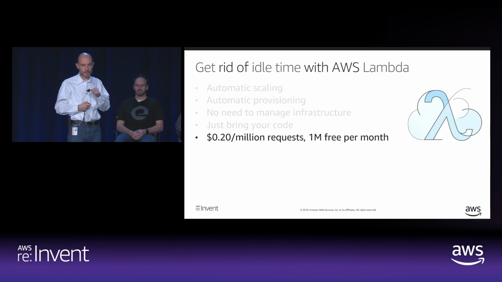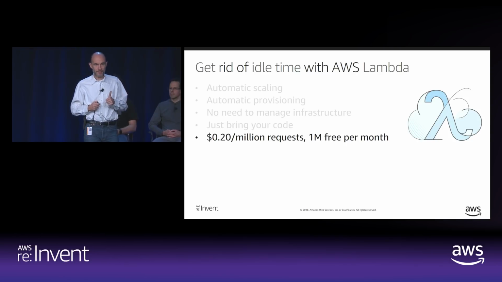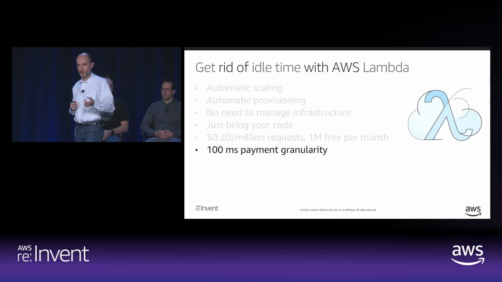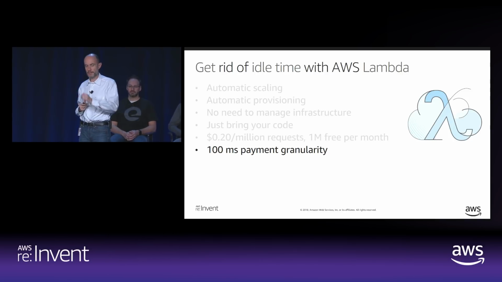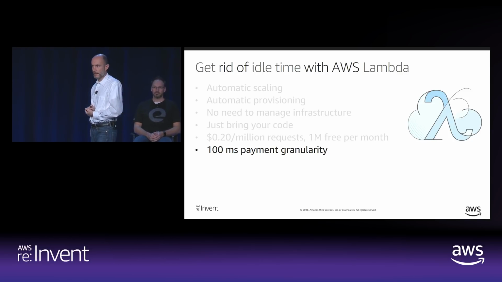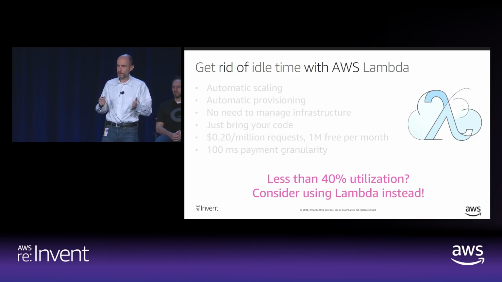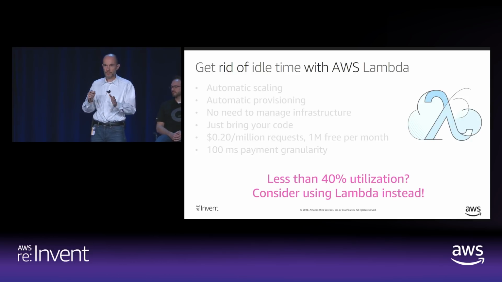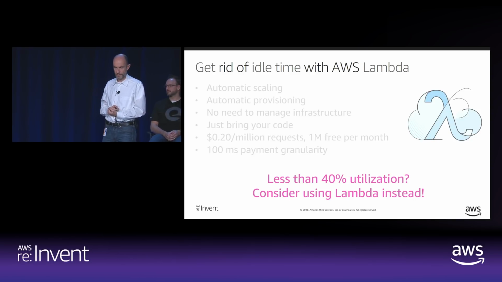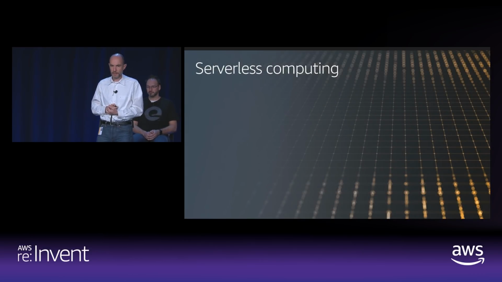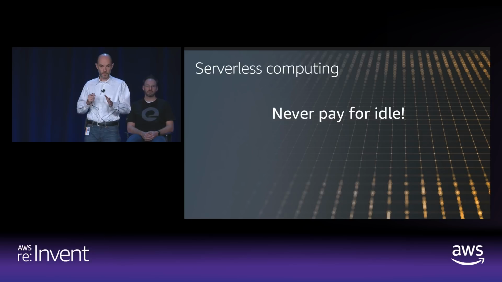The billing works like this. You get 1 million free requests per month, and then you just pay a very small amount per request, and the runtime is billed in 100 millisecond increments. And as a rule of thumb, if you're looking at an application and it uses 40% of an EC2 instance, you can instantly save money by simply porting that application to a Lambda execution model. So the key thing to remember about serverless here is you never pay for idle, which is great.